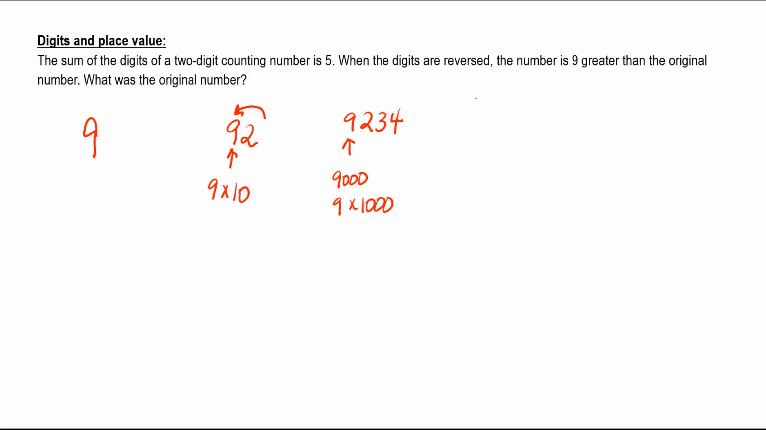So when we write numbers, their values are based on where that digit is located in the whole number. This is what this problem is dealing with. It's talking about a 2-digit number. It says the sum of the digits of a 2-digit counting number is 5. When the digits are reversed, the number is 9 greater than the original number. What is the original number?